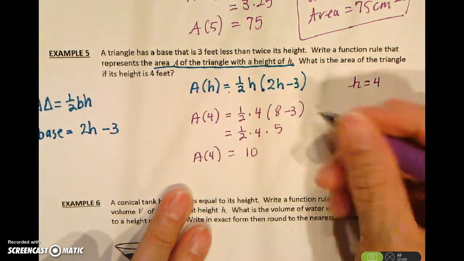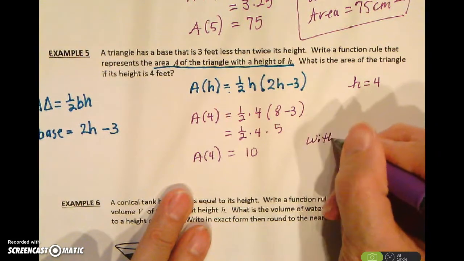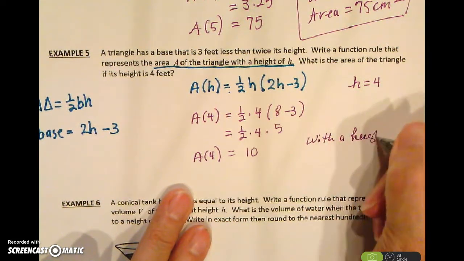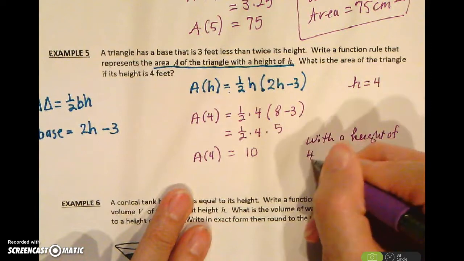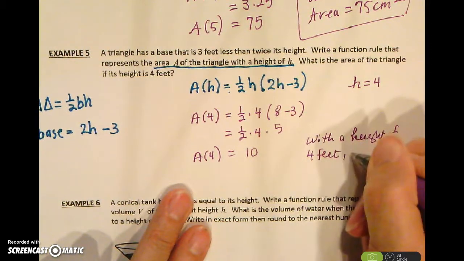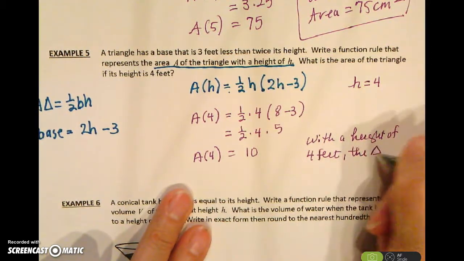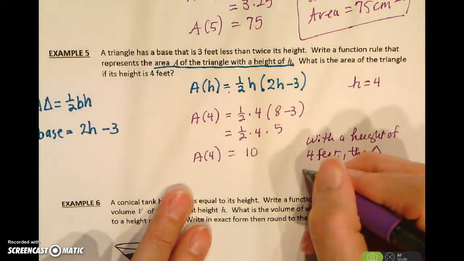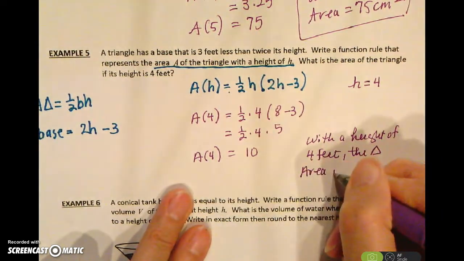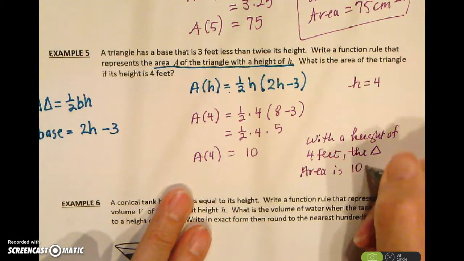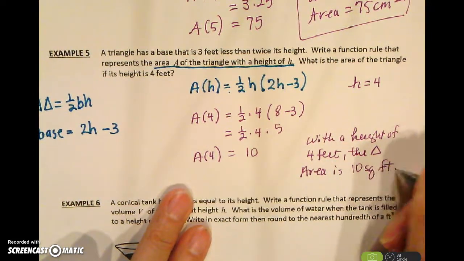When there is a height of 4, so with a height of 4 feet, the triangle area is 10 square feet.